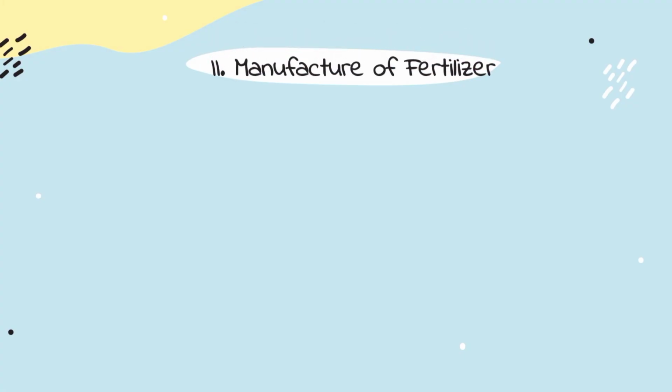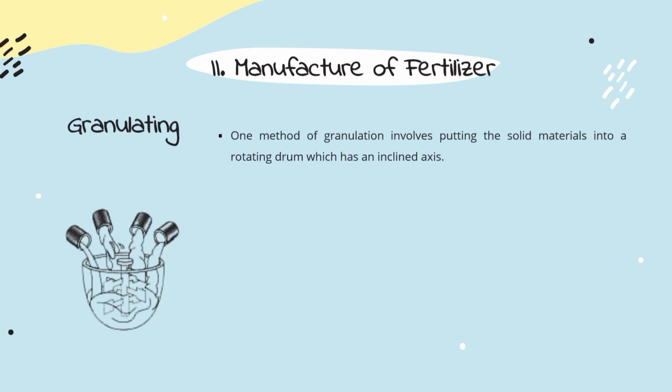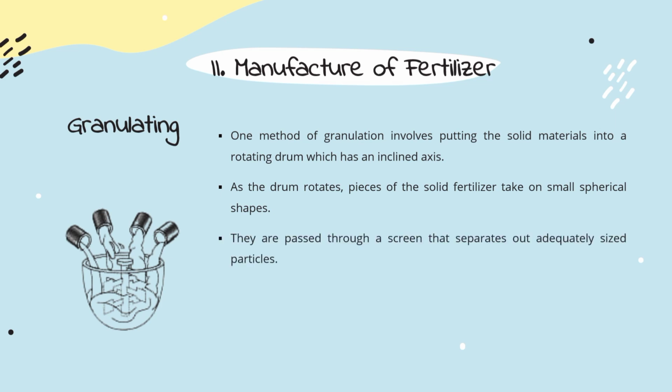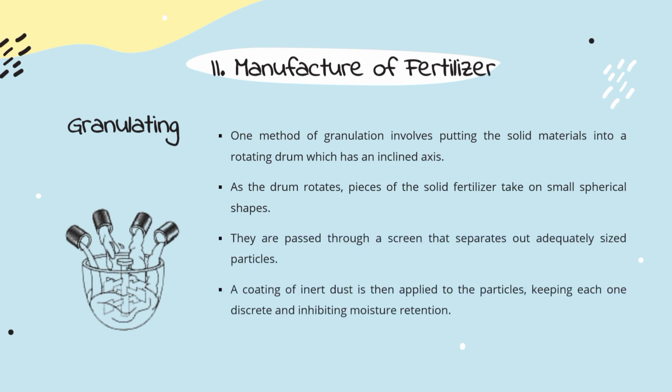Moving on, the manufacture of fertilizer starts with granulating. One method of granulation involves putting the solid materials into a rotating drum which has an inclined axis. As the drum rotates, pieces of the solid fertilizer take on small spherical shapes. They are passed through a screen that separates out adequately sized particles. A coating of inert dust is then applied to the particles, keeping each one discrete and inhibiting moisture retention. Finally, the particles are dried, completing the granulation process.